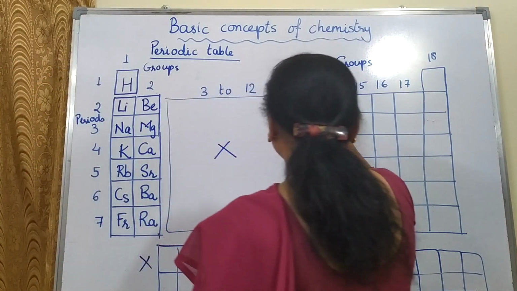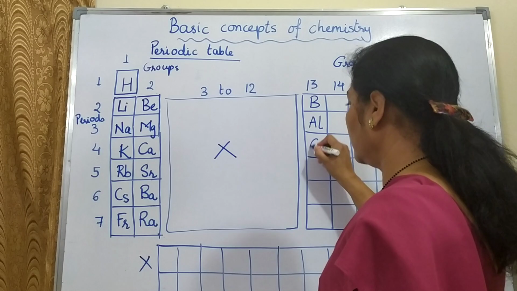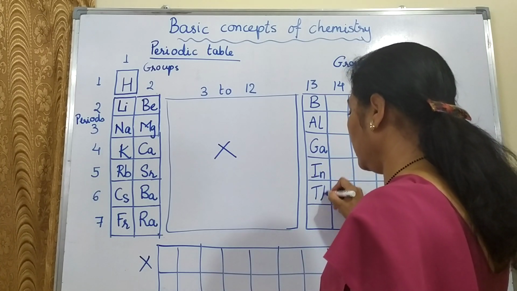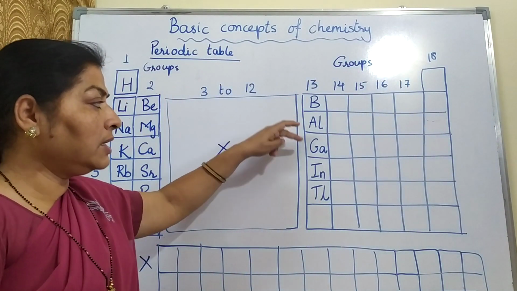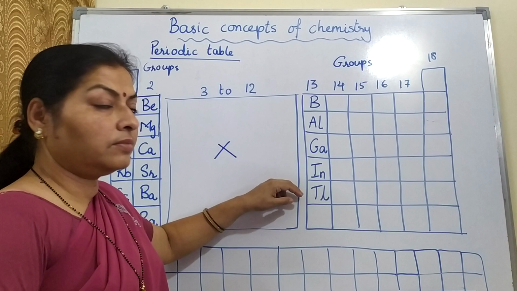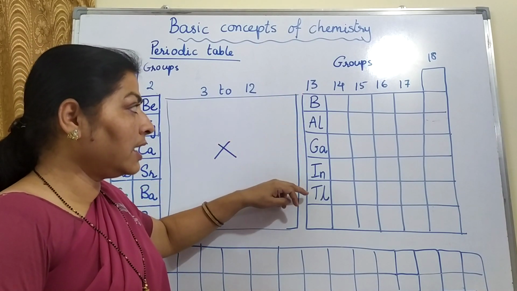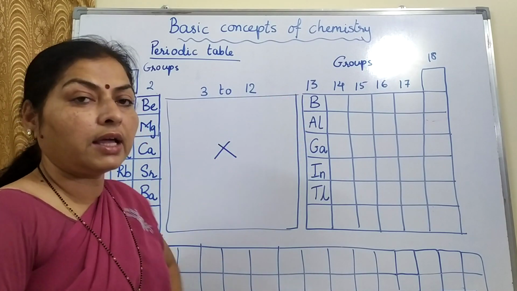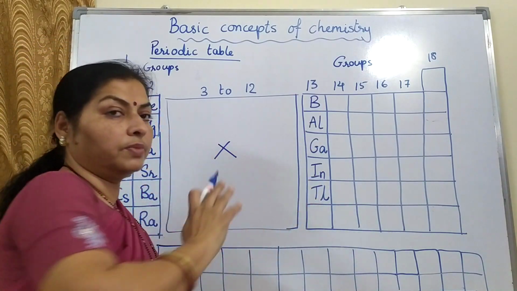The 13th group is बैगन, आलू, गाजर, in थैला. Boron, aluminium, gallium, indium, thallium. So these are the elements of the 13th group.